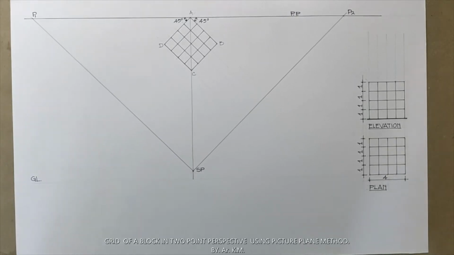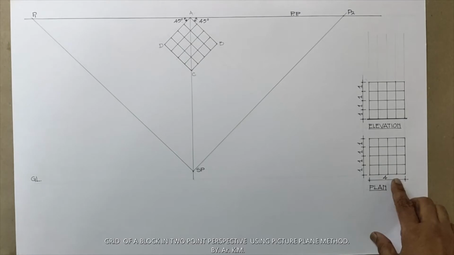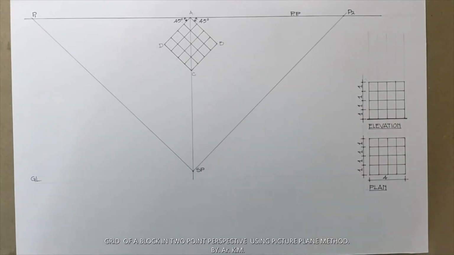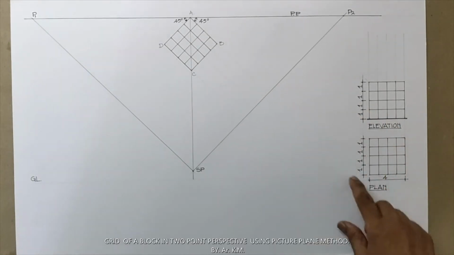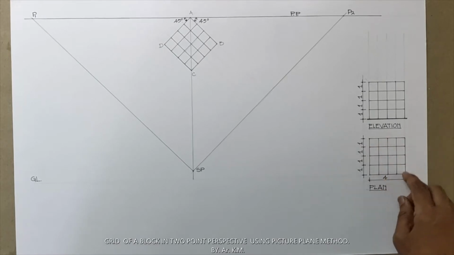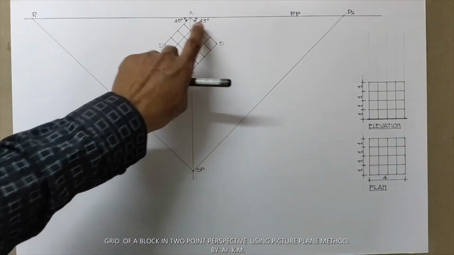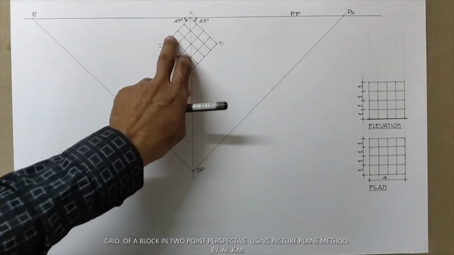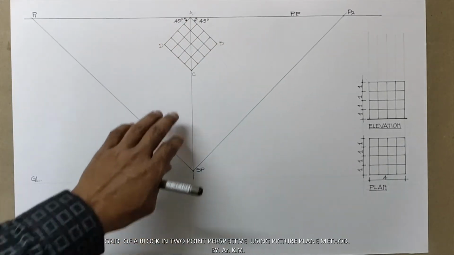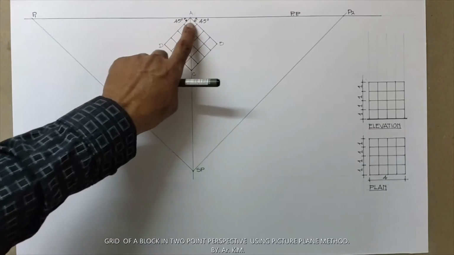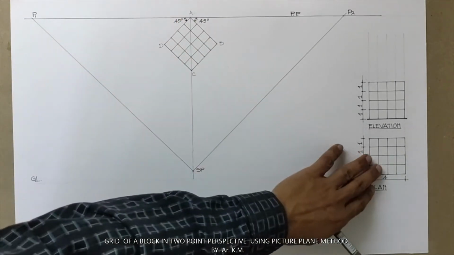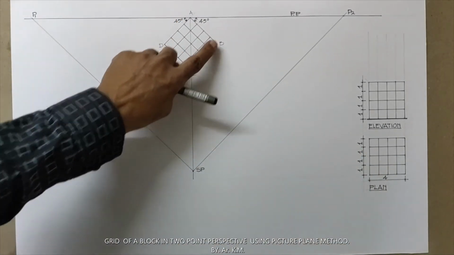In this video, we are going to draw the grid of the given plan and elevation in 2-point perspective. Since the plan is given in a square, it is a square of 1, 2, 3, 4 by 4 units. It is better to draw the plan here at 45 degrees, that is axonometric view. So the 45 degrees plan is drawn as per whatever is given, 1, 2, 3, 4 and 4 units.